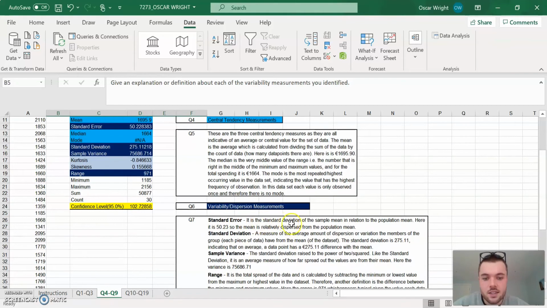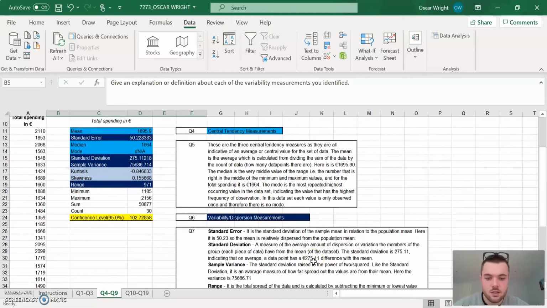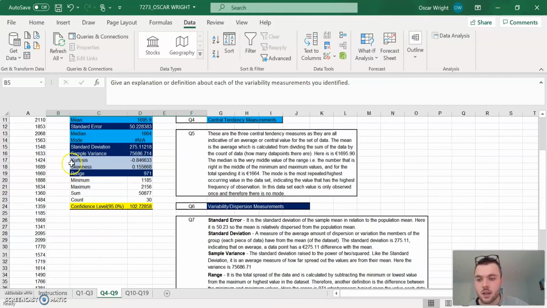So first of all, the standard error. The standard error is the standard deviation of the sample mean in relation to the population mean. So here it's 50.23, which we can say is relatively dispersed from the population mean, but that's what we'd expect perhaps.